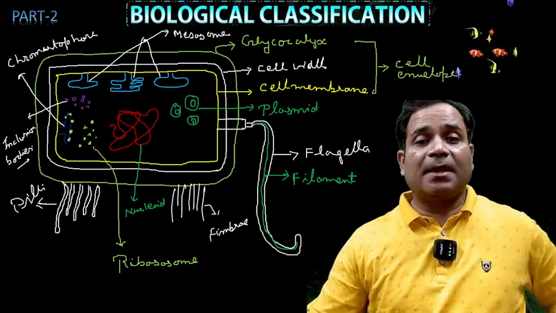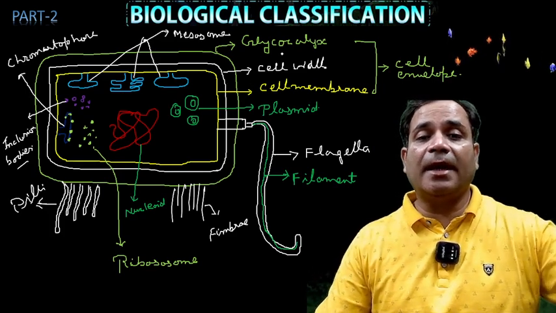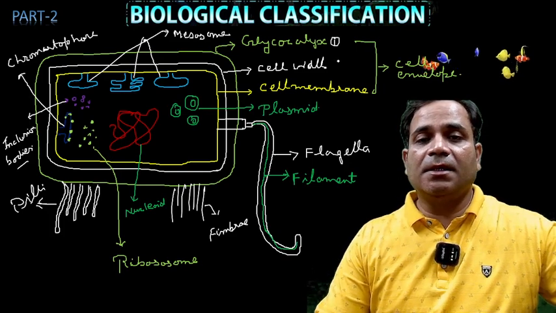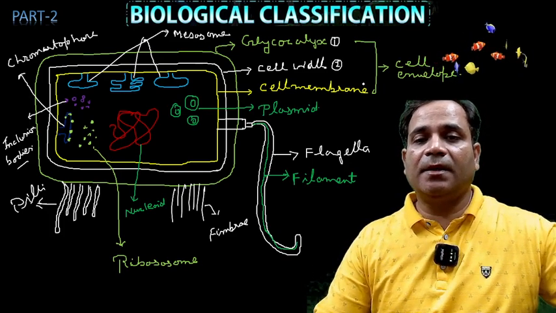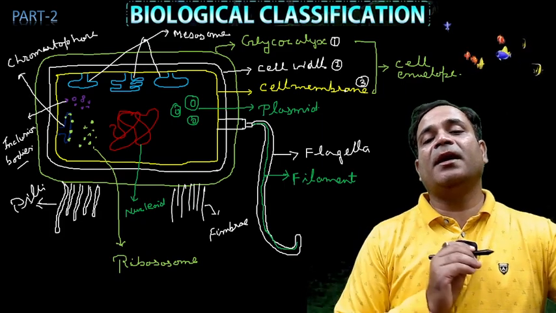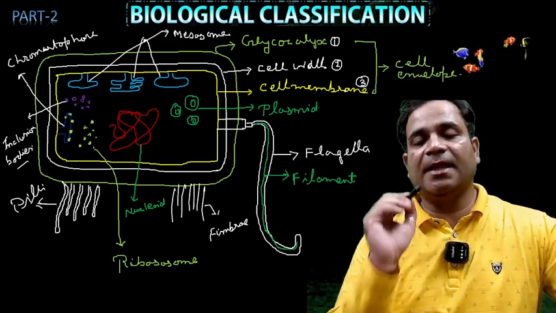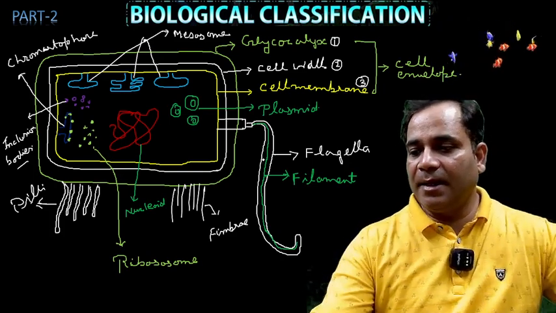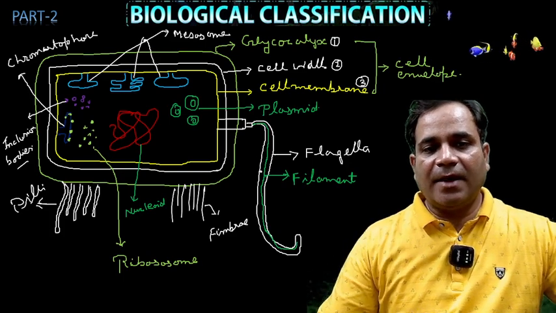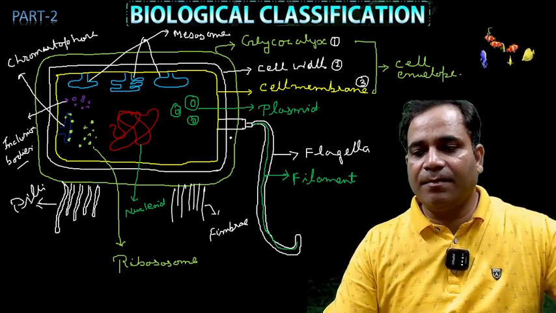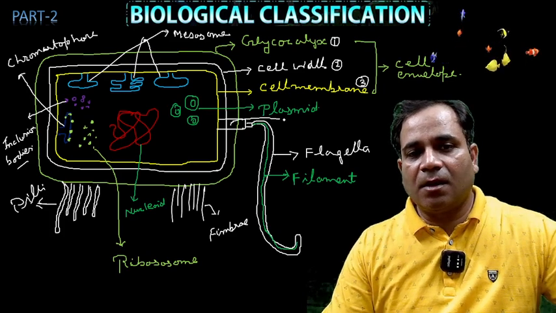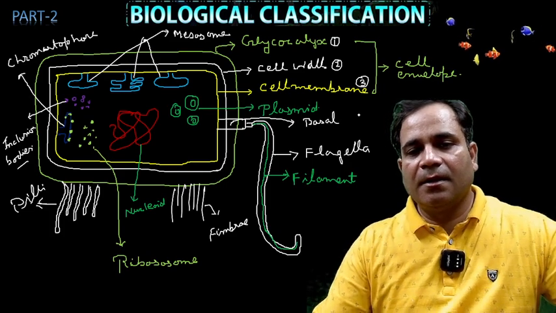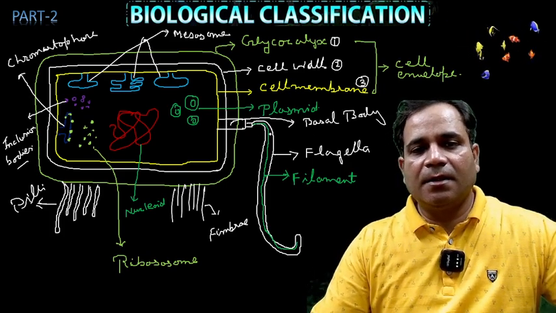The glycocalyx outer layer is number one, the second is the cell wall, and the third is the cell membrane. Glycocalyx, cell wall, and cell membrane together are known as the cell envelope. This one is the plasmid. This one is the flagella, which is divided into three parts. This is called the basal body. This one is called the hook.